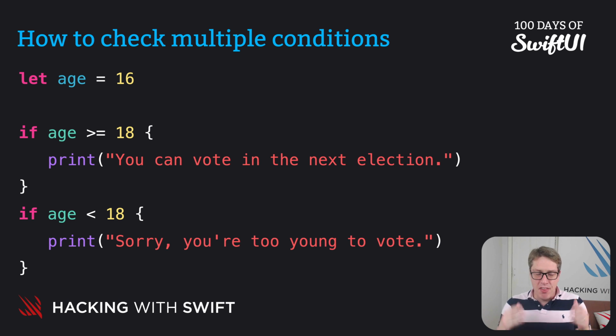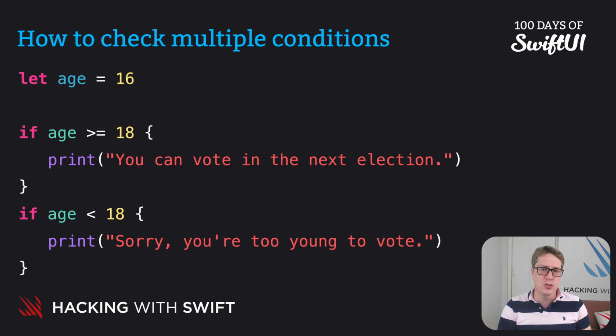However, that's not very efficient code if you think about it, because our two conditions are mutually exclusive. If someone is greater than or equal to 18, which is the first condition, they can't be less than 18, our second condition. And the opposite is also true. So we're making Swift do extra work, doing two checks here, when only ever one of those two things can be true. Now in this situation, Swift provides us with a more advanced condition.